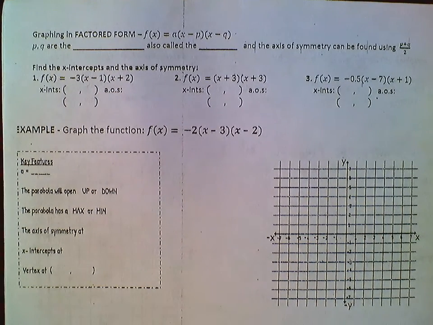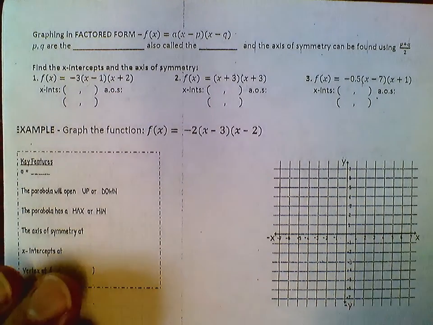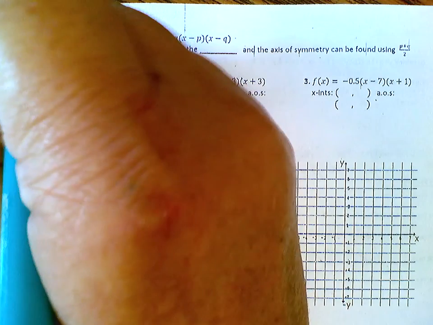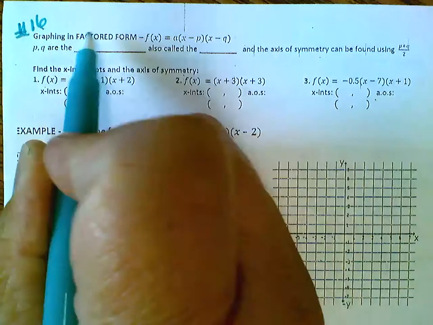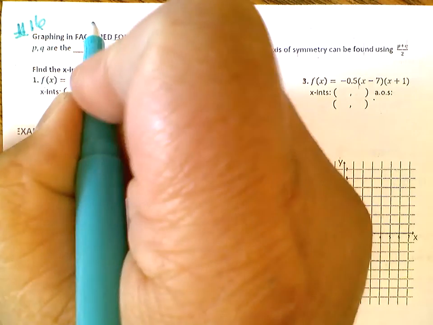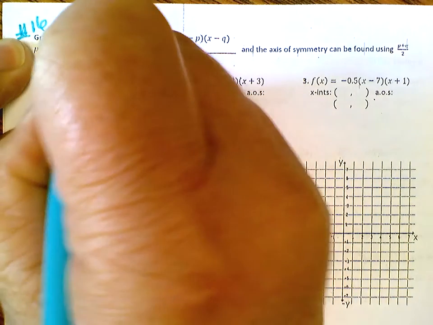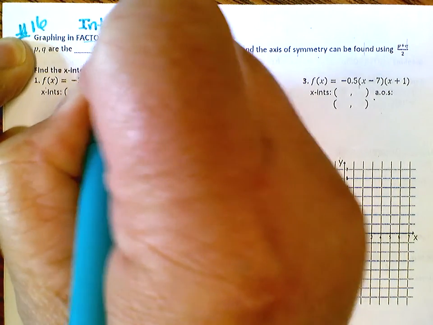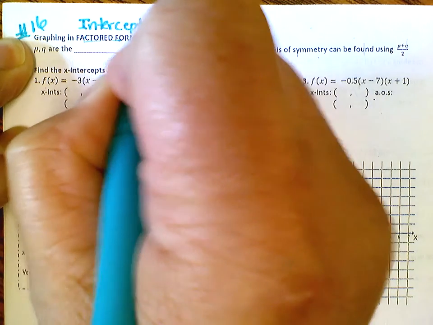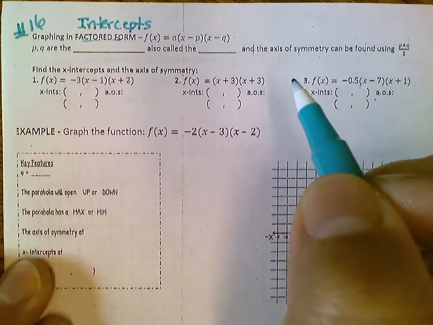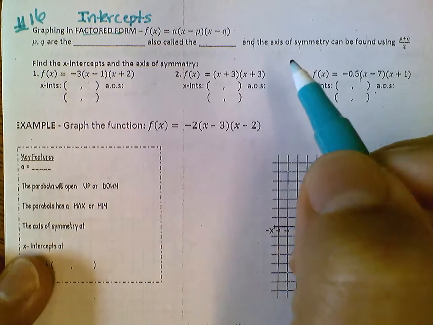Okay, so one more lesson on graphing quadratic functions. This is number 16, and we're graphing in factored form. Don't forget that we also call that intercepts form. It's called intercepts form because the function gives us the x-intercepts.